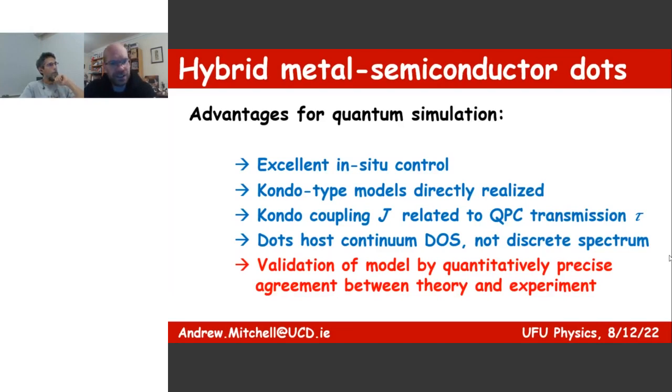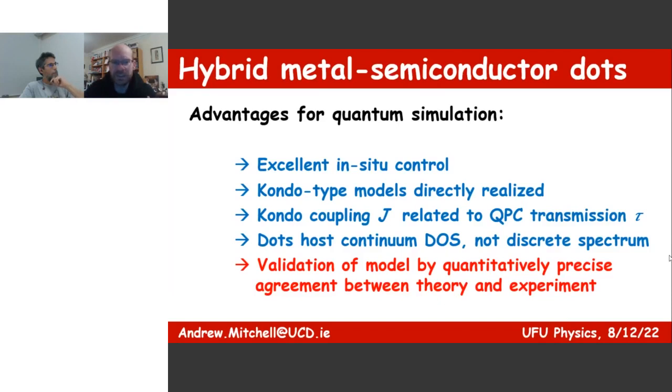Another feature is that these dots host a continuum density of states, essentially. They have this blob of metal sitting on there. So they don't have a discrete spectrum with a large energy spacing, as one would have for the super small quantum dots that we're used to.